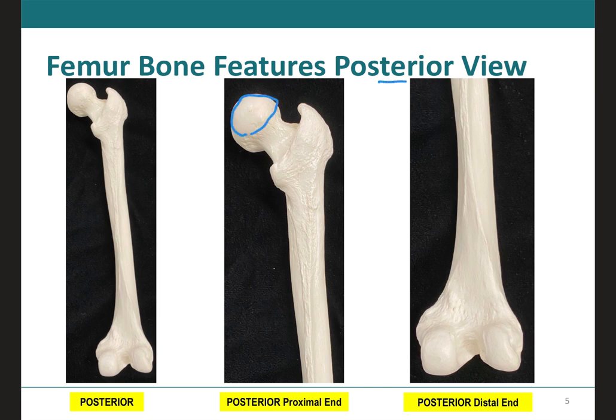Here on this slide, we'll be able to see the bone features in a posterior view. This will be the head. This is the greater trochanter, lesser trochanter. In between, right over here, we have the neck. Coming down, this would be your gluteal tuberosity. Continues with the linea aspera. Again, continues with the linea aspera. On the distal end, here will be your medial condyle, your lateral condyle. This would be your lateral epicondyle, medial epicondyle.